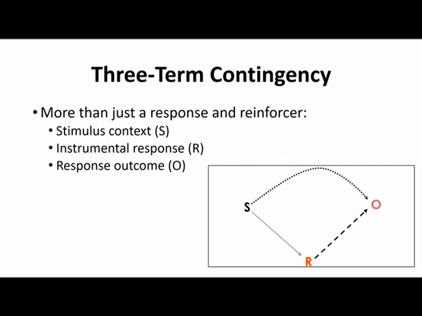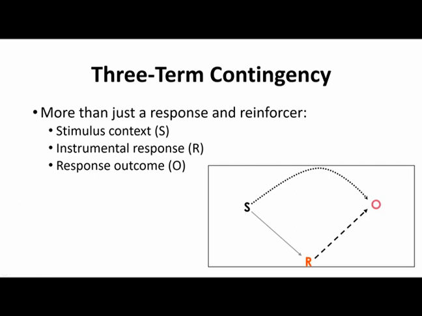And as I said, this isn't just specific to our associative structure idea. This also applies for our second approach that we're going to look at a little bit later on, because this three-term contingency lines up with Skinner's ideas about instrumental conditioning. So this S-R-O idea and this diagram here are going to carry through the rest of this chapter and honestly for the rest of the course.